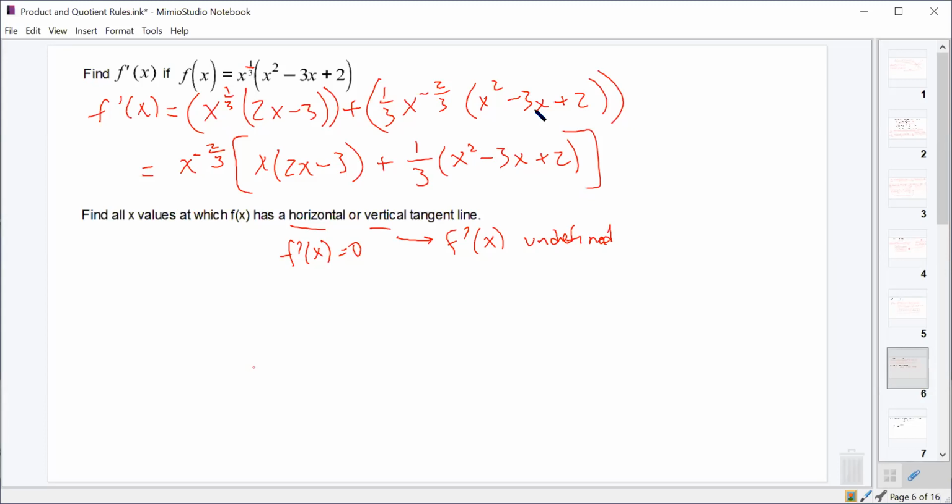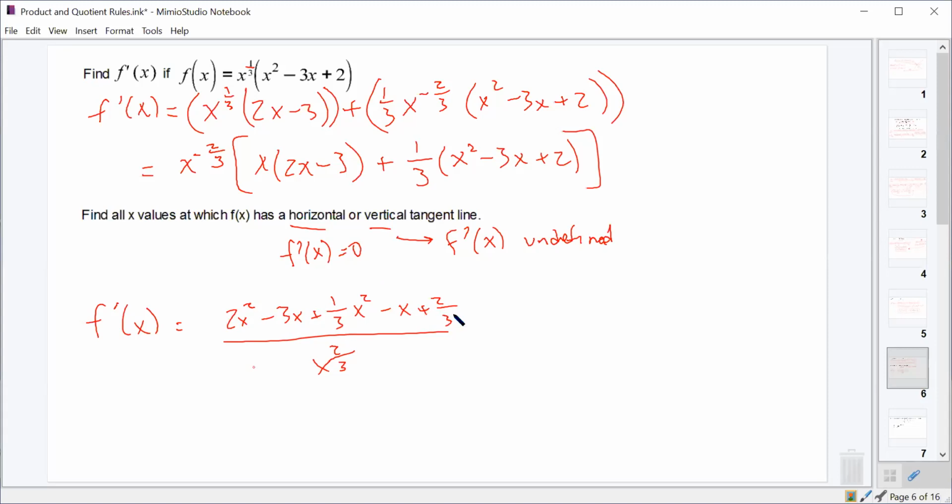So, well, let's see if we can simplify what's in there. The x to the negative 2/3 can drop to the denominator, right? Since it's a negative 2/3, it can become a positive 2/3 down there. And x times 2x minus 3 is 2x squared minus 3x. And this is plus 1/3 x squared, and then minus x, and then plus 2/3. Good or no? Good. All right.